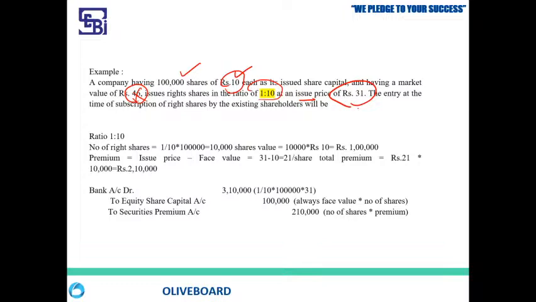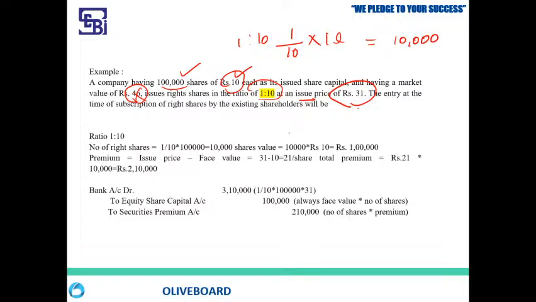Alright. Now I'm going to pass the entry. Before that, I need to find out how many right shares they are going to issue. Now 1:10. So for every 10 shares, they are going to issue 1 share, and I am having 1 lakh shares. So how many shares are they going to issue now? 10,000 shares they are going to issue, right? So this is the number of shares.